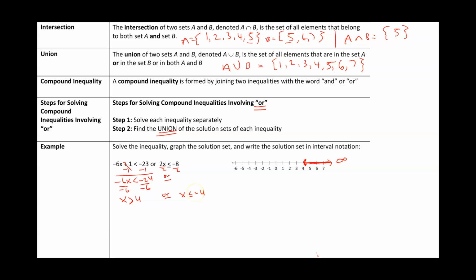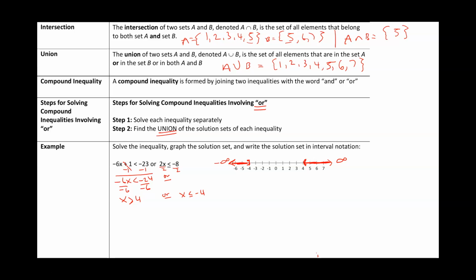Or less than or equal to negative 4. So here's negative 4. I'll put a bracket on that because it's less than or equal to, so negative 4 is included. And less than means we are going to shade to the left, which means our solution set is going to approach negative infinity.